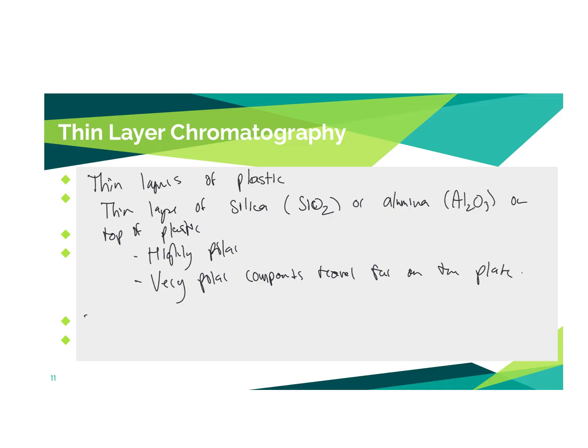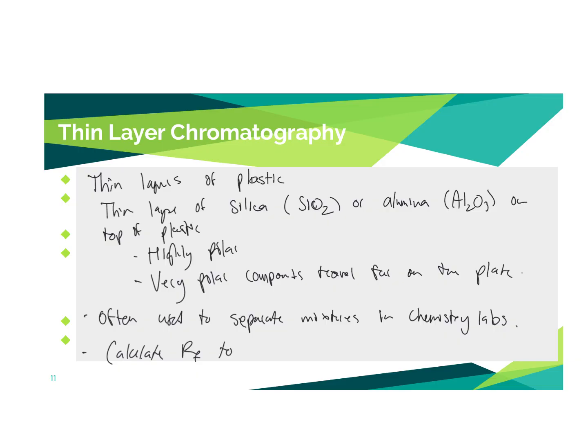And so these are very often used to separate mixtures in chemistry labs. Whereas the paper chromatography is most often used for dyes and a lot of biological samples. And similarly, you calculate RF to determine distance traveled by your compounds.